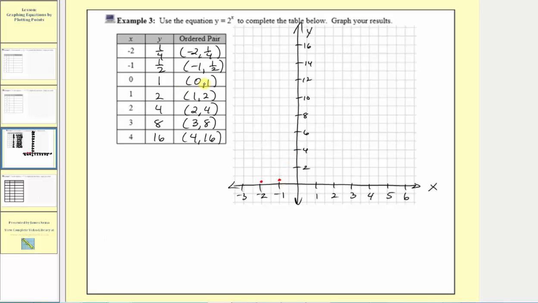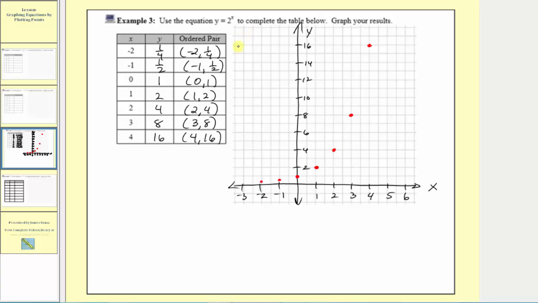The next ordered pair is 0, 1. The input is 0 here, and the output is when we go up 1 unit to here. Next ordered pair is 1, 2, input 1, output 2. Next ordered pair 2, 4, input 2, output 4. Next ordered pair 3, 8, input 3, output 8. And finally we have 4, 16, input 4, output 16.